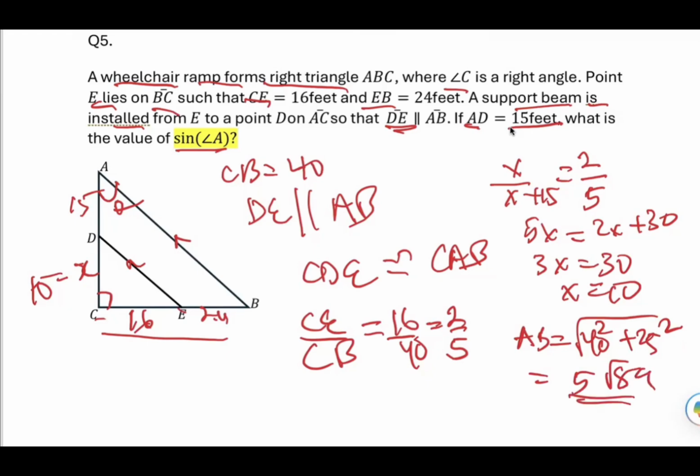Are you done? No, just calculate your sine. What is sine? Sine A is opposite over hypotenuse. That is what? The 40 over 5 square root of 89. That's the hypotenuse. This will simplify to be 8 square root of 89 over 89.